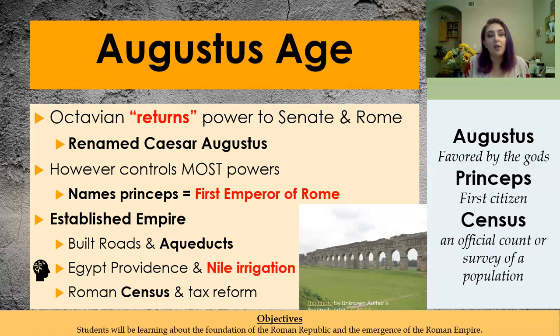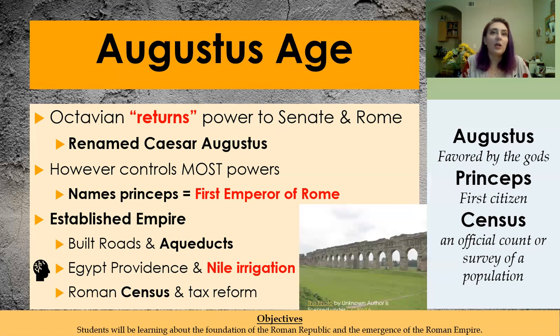He developed the Roman census, which allowed for tax reform because they knew where every person was and where they lived and how much land they had, making it much easier to structure taxes. And basically, in his time as Princeps, the first citizen, or what we know as the first emperor of Rome, he established the Roman quote-unquote golden age.